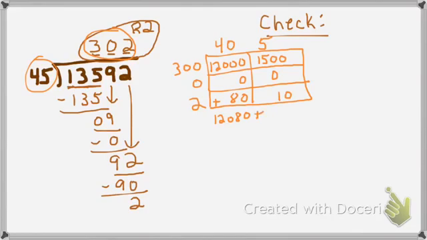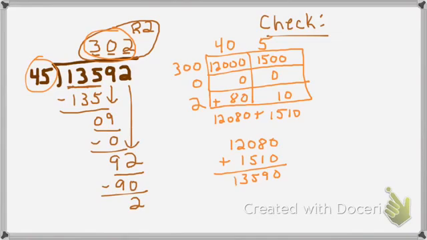Plus 1,500 plus 10 equals 1,510. Let's add these together. 0 plus 0 is 0, 8 plus 1 is 9, 0 plus 5 is 5, 2 plus 1 is 3, 1 plus nothing is 1.